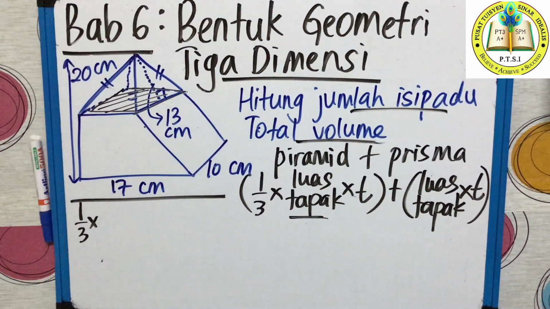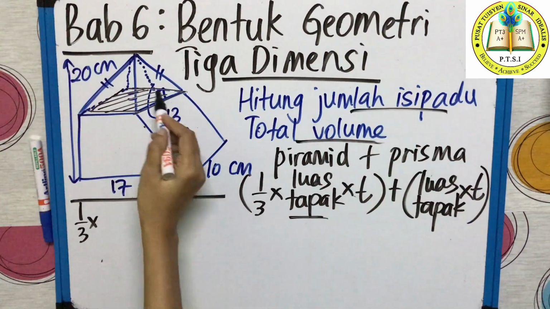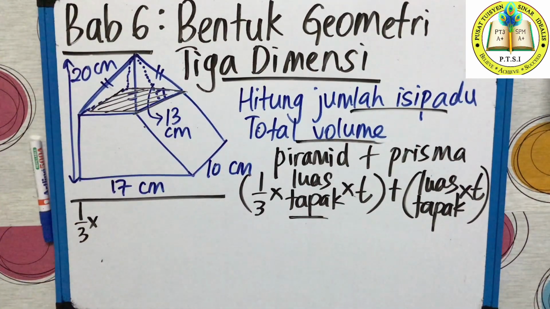Ini adalah tapak untuk piramid. The base for pyramid. So when you say base for pyramid, apa formulanya? Panjang kali lebar. It can be a square, it can be a rectangle. How to find out that? Okay, cara nak cari. How to find that?